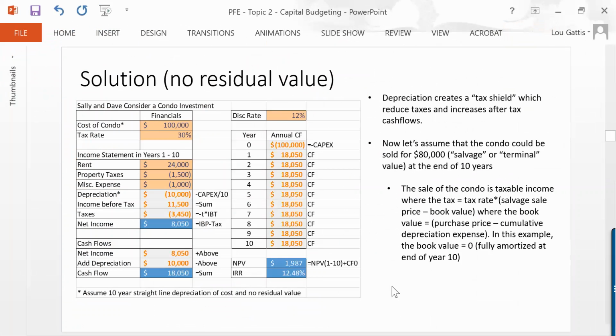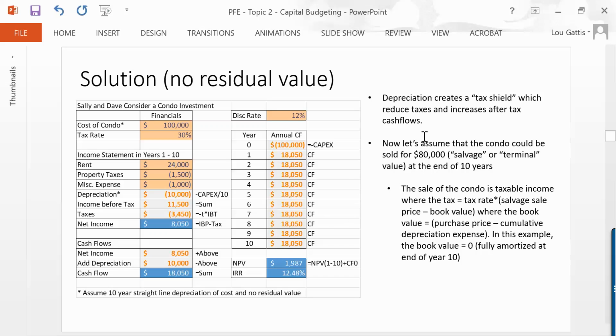Now let's play with this one a little bit. Let's assume that at the end of the 10th year, you believe you're going to sell the asset for $80,000 as a salvage or terminal value or residual value. You hear those terms a lot: salvage, residual, terminal value. So it's worth $80,000 at the end. Now, you'd think I would just add $80,000 to this final cash flow, but I have to deal with taxes on this.